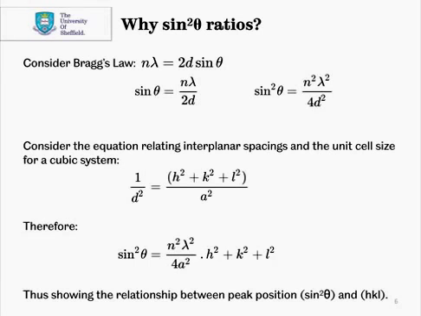We can also consider the equation that correlates the d-spacings between planes in a lattice and the unit cell size for a cubic system: 1 over d squared equals h squared plus k squared plus l squared, all over a squared. Combining these two equations gives us sine squared theta equals n squared lambda squared over 4a squared multiplied by h squared plus k squared plus l squared. This n lambda section effectively becomes a constant, and so we can ignore that for the time being. So what you can see is there's a direct correlation between the position of the peaks in sine squared theta and the Miller indices h, k, l.